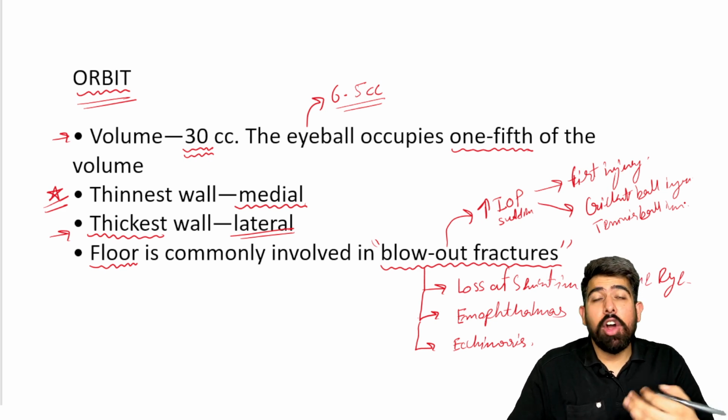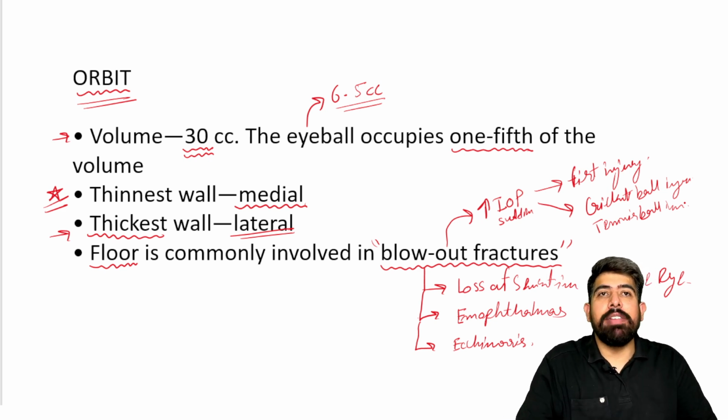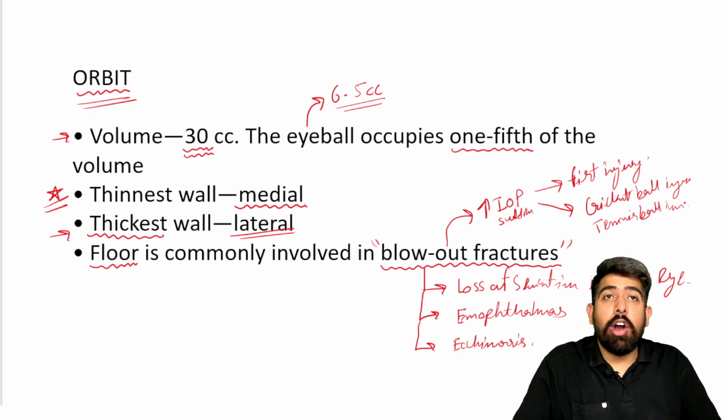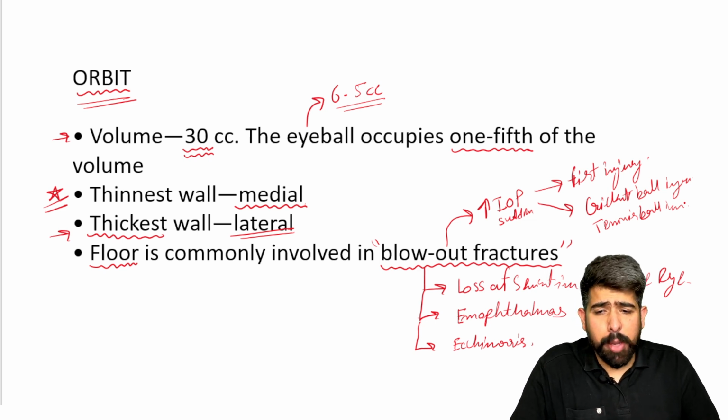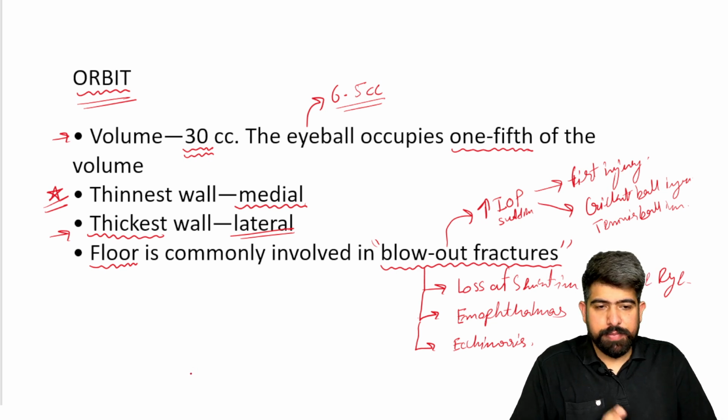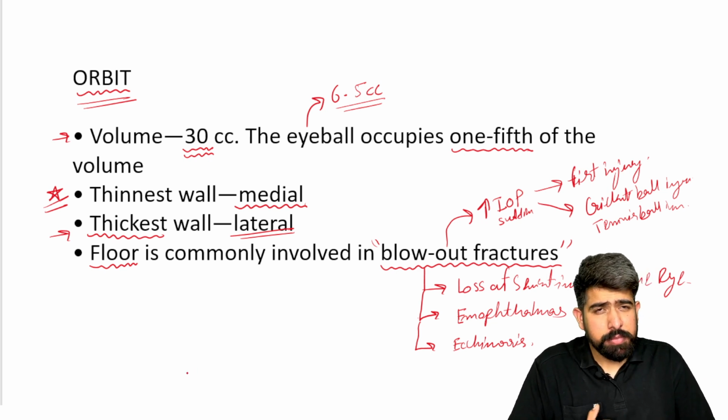What do you mean by intraorbital pressure? The orbit is also a cavity, and it has its own pressure. So if there is a sudden increase in intraorbital pressure, it will cause a fracture of the floor of your orbit. So this is all about the blowout fracture. I hope you understand the blowout fracture very well.